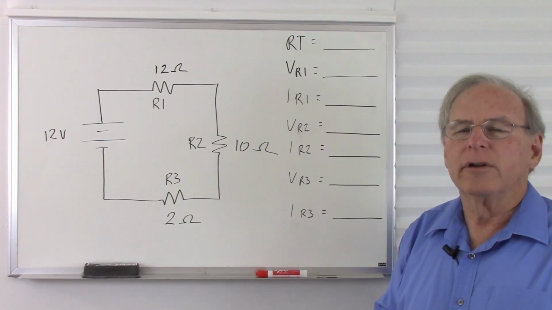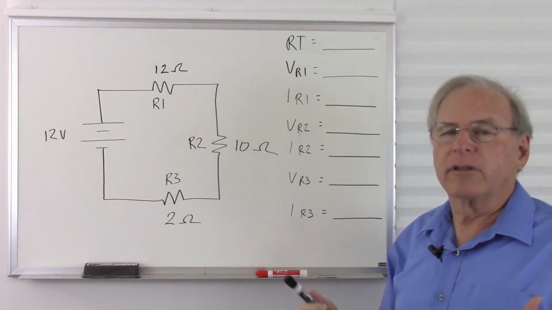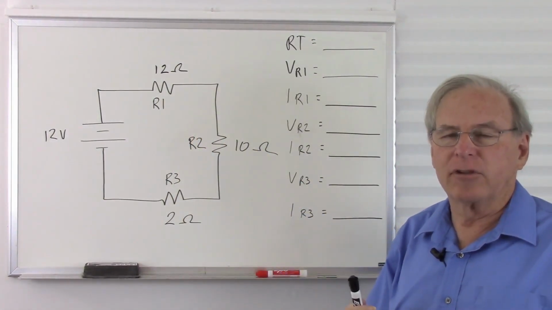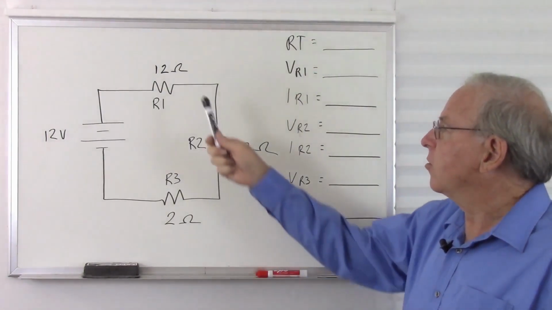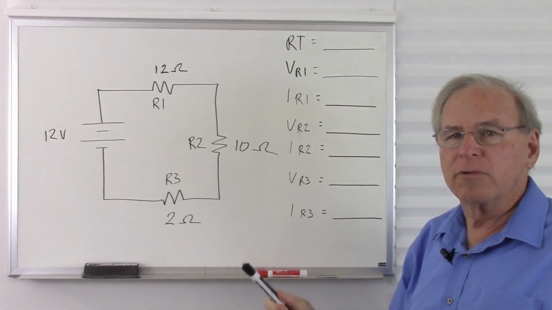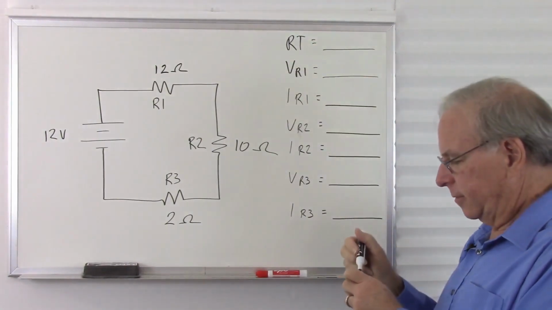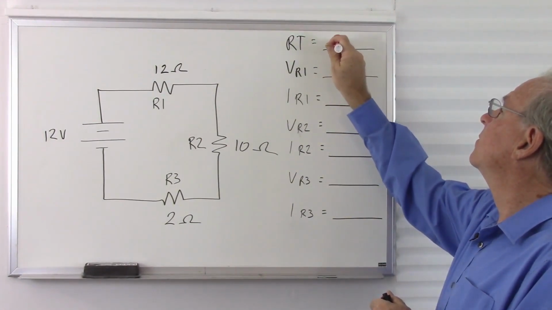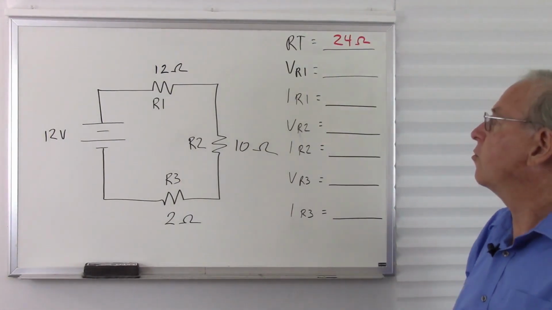Okay, let's get started. First of all, what is the total resistance? In a series circuit, the total resistance is the sum of all of your resistors. It's like adding batteries together or stacking buildings on top of each other. Everything just adds up. So we have 12 ohms plus 10 ohms plus 2 ohms. That adds up to 24 ohms. Let's put that in red so we can see it a little better. So our total resistance is 24 ohms.